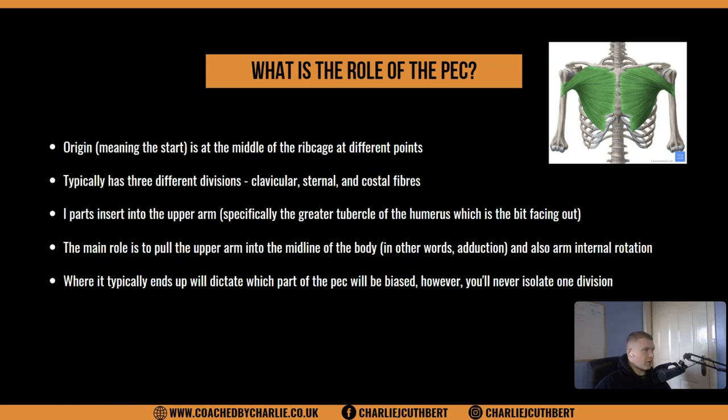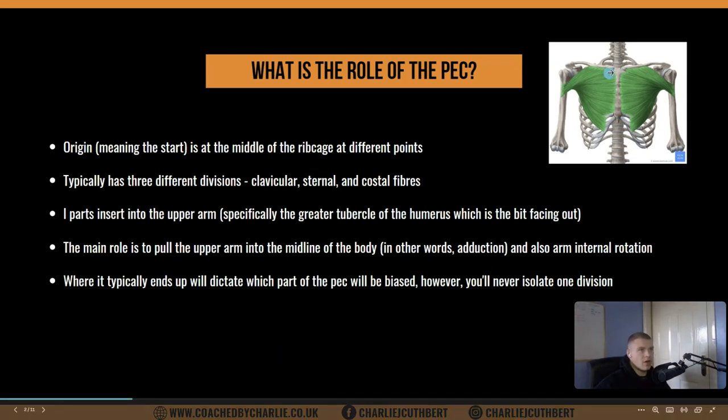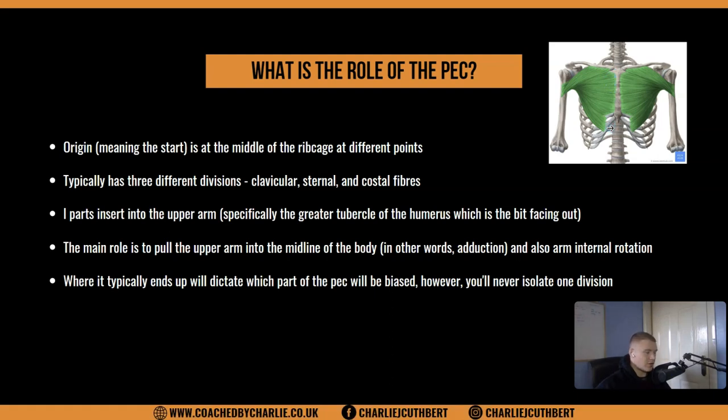And basically with your chest, it's got an origin and insertion. So basically it starts at the middle of the rib cage. So you'll see in the diagram at the top right, this is where your pec goes from and to. So it starts in the middle of the rib cage, and I'll get to why this is important in a second. It's got three different divisions, you could call it, which is the clavicular, sternal and costal fibres. The clavicular, as the name suggests, is near your clavicle, which is your collarbone, whereas your sternal attaches to your sternum, which is like the middle fibres of the chest, and then you've got the costal fibres, which is the lower fibres in your chest.